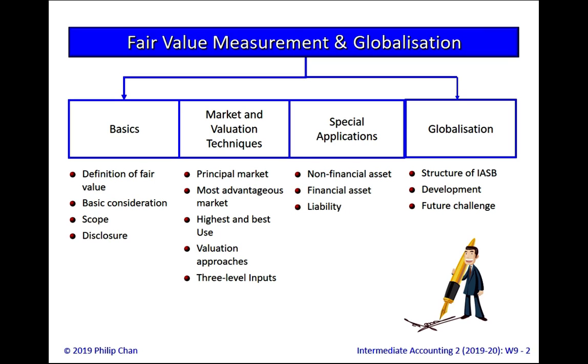Welcome back. This is part 3 of the AF3111 Intermediate Accounting 2 Week 9 topics on fair value measurements and globalization. Just before the second break, we've covered everything for market valuation as well as the level of inputs, the 3 levels. And from now on, we're going to look at some special applications, and then towards the end, we will look at globalizations as well.